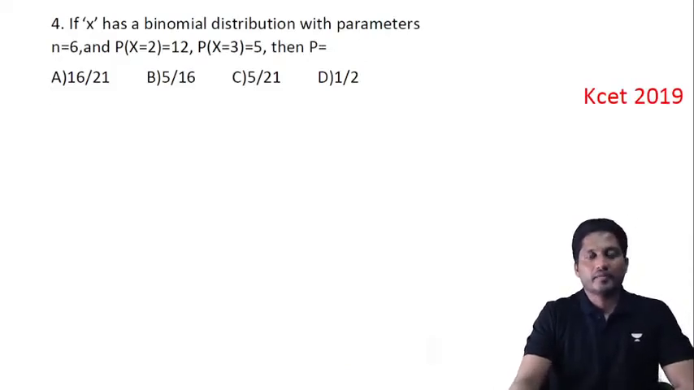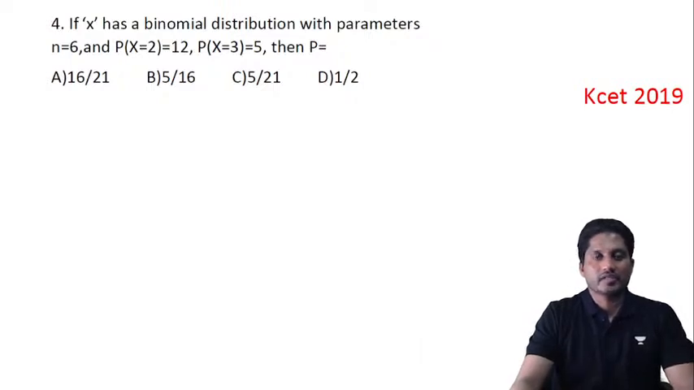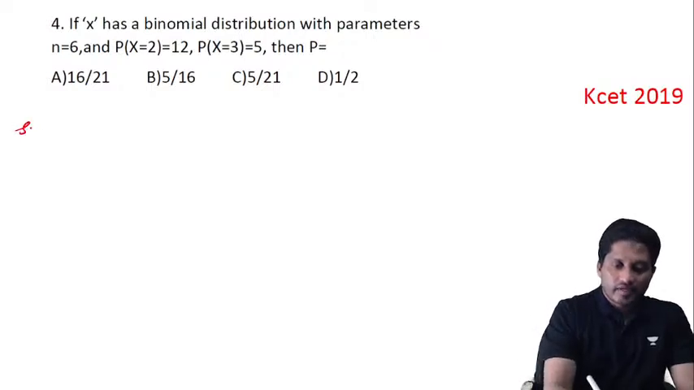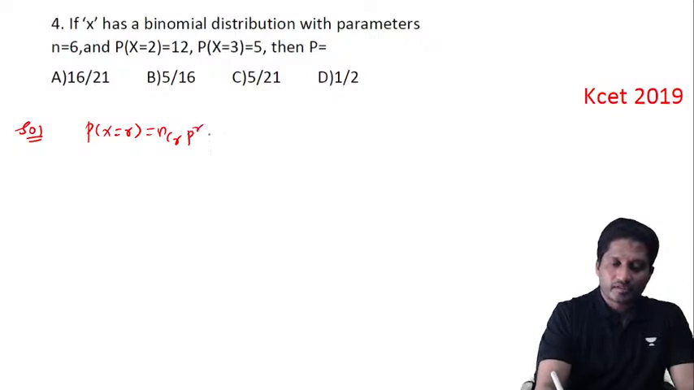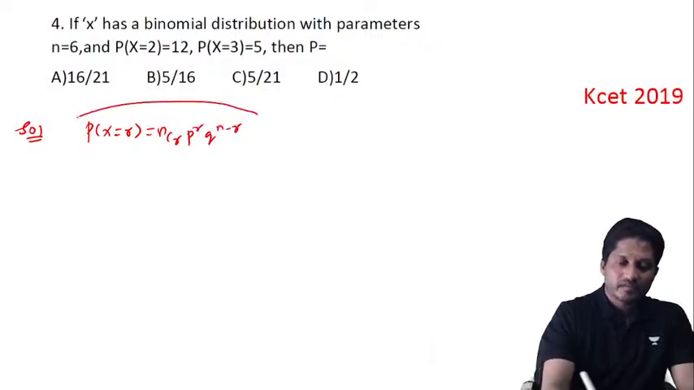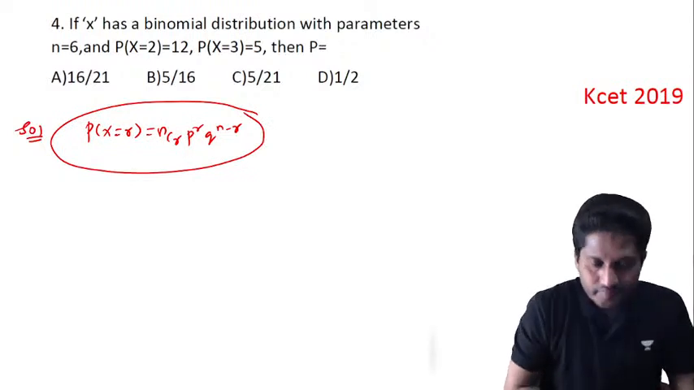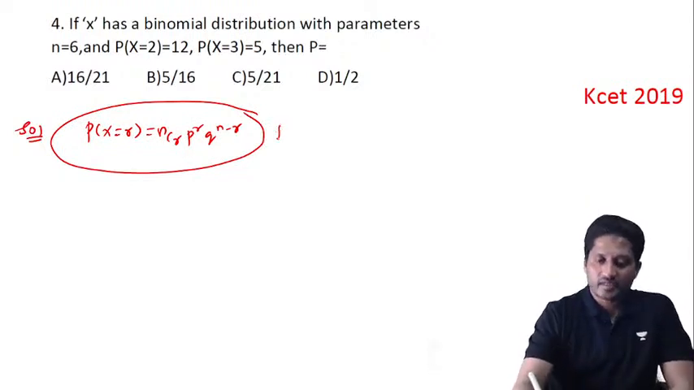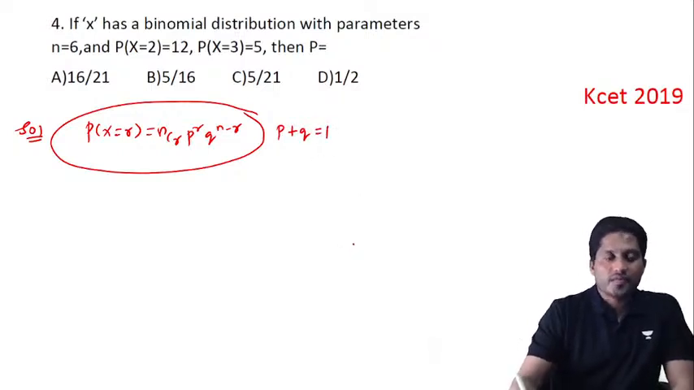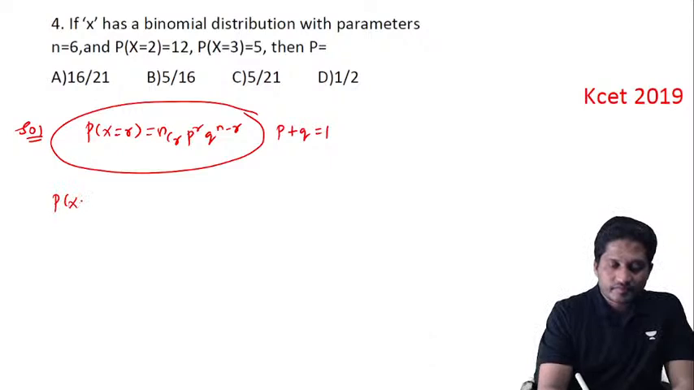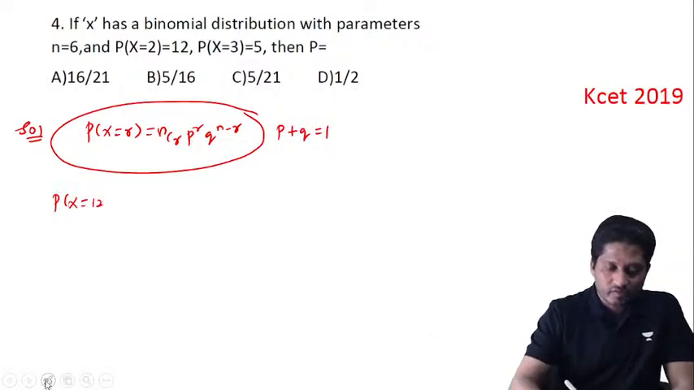If capital X has a binomial distribution with parameters n equal to 6 and P of x equal to 2 is equal to 12. Now n is equal to 6, right? P of x is equal to r is equal to nCr p to the power r q to the power of n minus r. And we know that p is success, q is failure. p plus q is equal to 1. Success plus failure should be equal to 1.